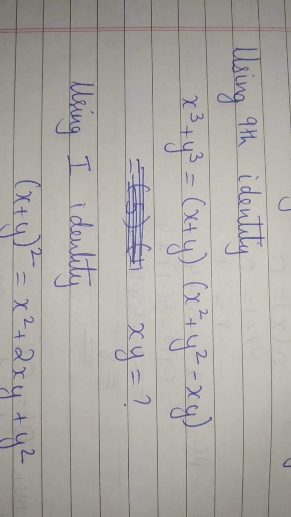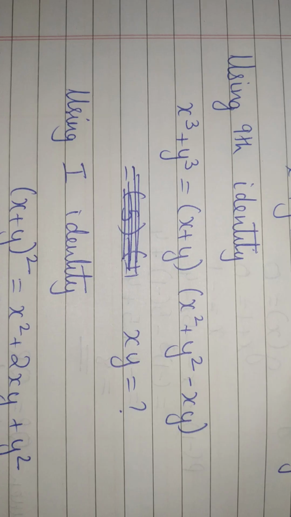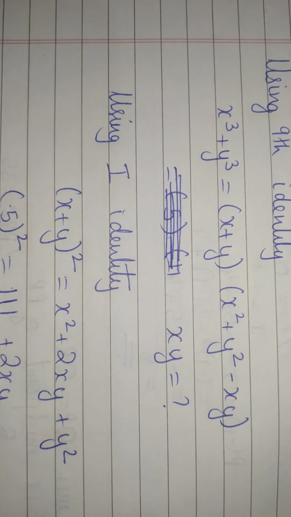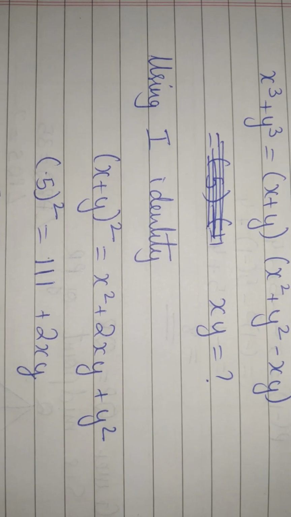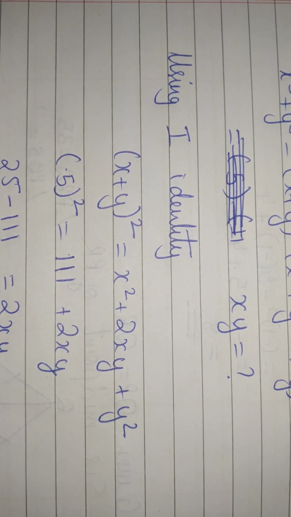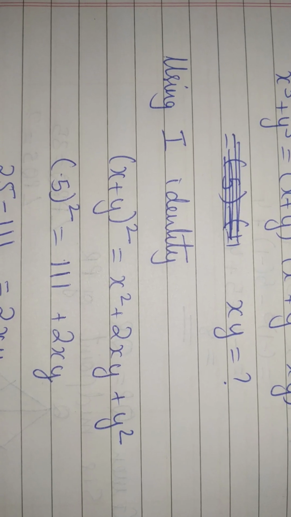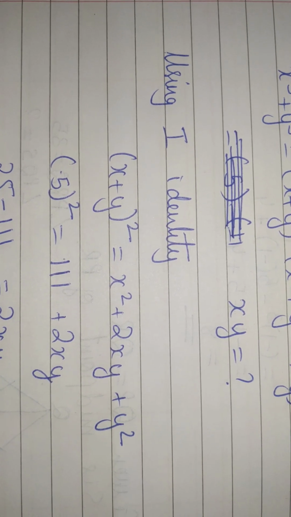Okay, close the bracket. Here we don't have xy, no? So we need to find xy first. So using the first identity, we can find xy. Okay, so what is your first identity? x plus y whole bracket square is equal to x raised to 2 plus 2xy plus y square.